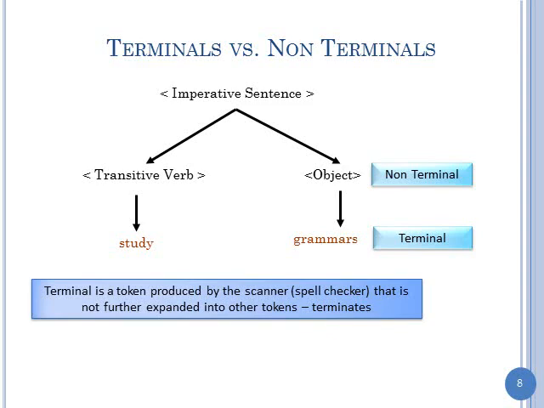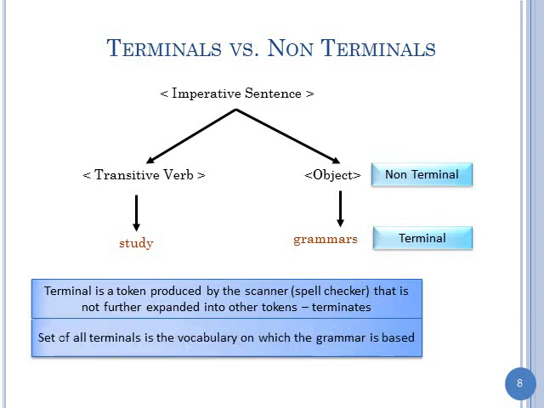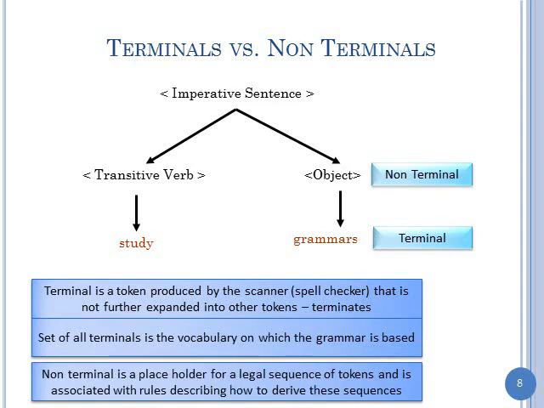And so a terminal is a token produced by the scanner. If you're looking at your Word document, you notice that there are 2 kinds of checking that are done. One is the spell checker. The spell checker is finding all the tokens, figuring out that the token is spelled correctly, that it's really a word in the language. And then there's the grammar checker that tells you this sequence of correctly spelled words may have a problem. Okay? So a terminal is a token that's produced by the scanner, the set of all terminals is the vocabulary on which the grammar is based, and a non-terminal is a placeholder for a legal sequence of tokens.